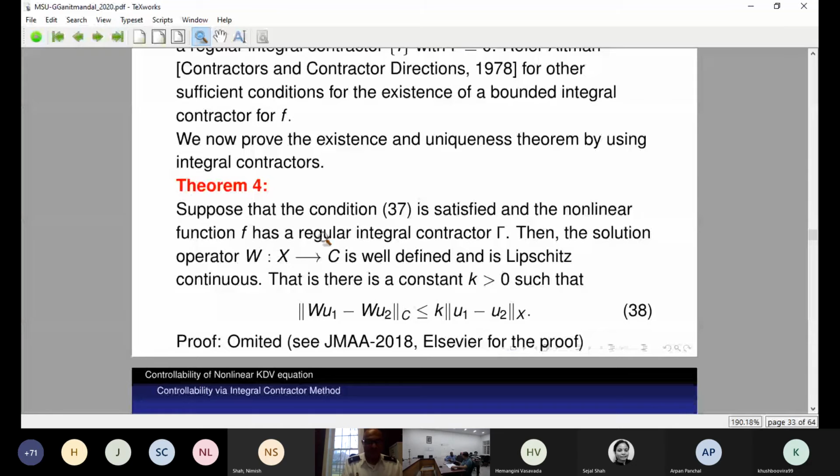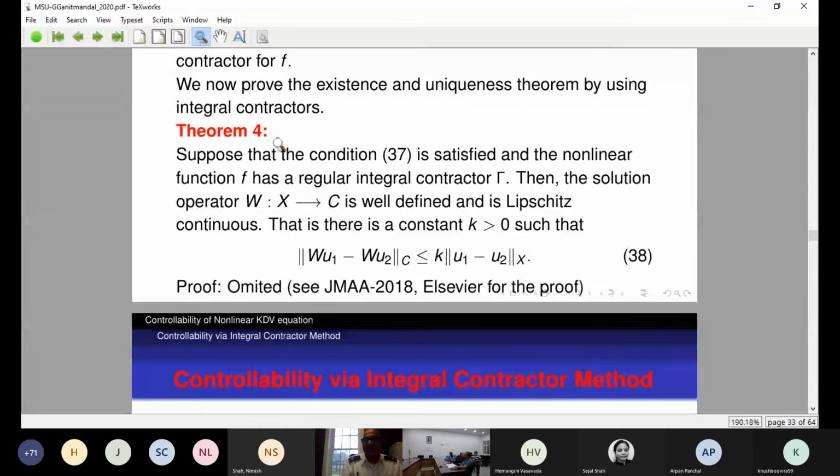Now, again, let's go back to our main theorem. Suppose that our integral contractor condition is satisfied, meaning our nonlinear operator f satisfies the integral contractor as well as the regularity. Then the solution operator w, because you know that capital F is defined in terms of w and f. So if f has an integral contractor, then we have proved that W is Lipschitz continuous. It's a long proof, a two-page proof. I just omitted the proof here, so if you are interested, please refer to this paper. You will find the whole proof. It looks very easy, but it's not that easy. So W is Lipschitz continuous.